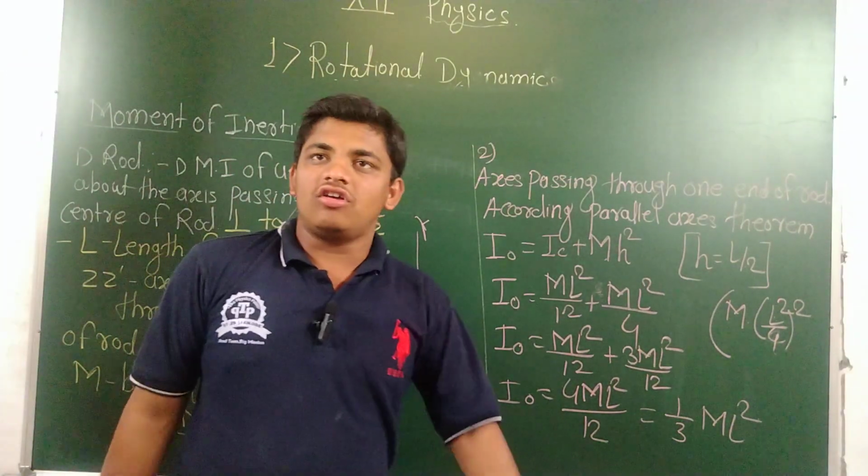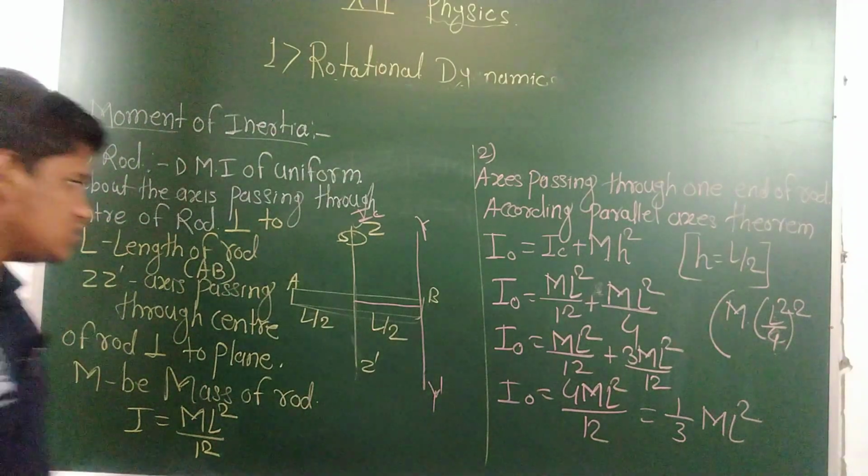is the moment of inertia of the rod around the axis which is passing through one end of that rod. This is all about the moment of inertia of that rod.